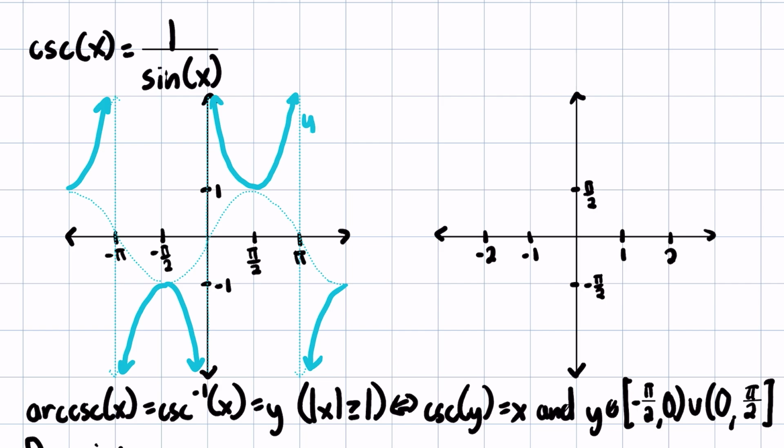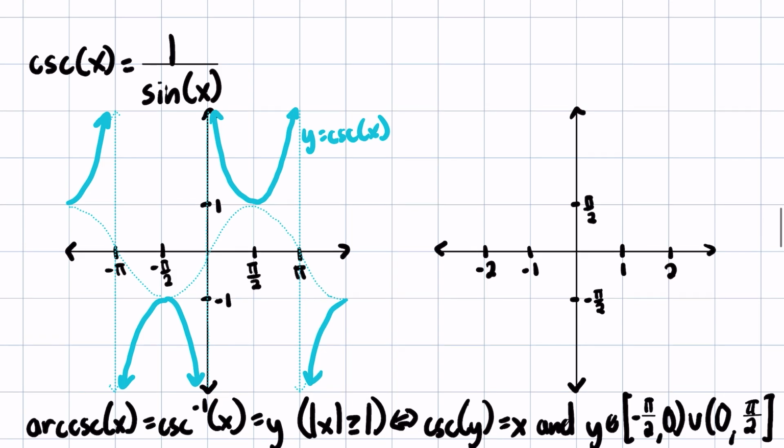So this is the graph of cosecant. Now, notice again, this is not 1-to-1. It's not injective. We need to come up with some restriction in order to make this work. And so the restriction we're going to use is from negative pi over 2 to 0, and then from 0 to pi over 2. And so when we graph this, it's going to look like this. So this is going to be the graph of arccosecant of x.